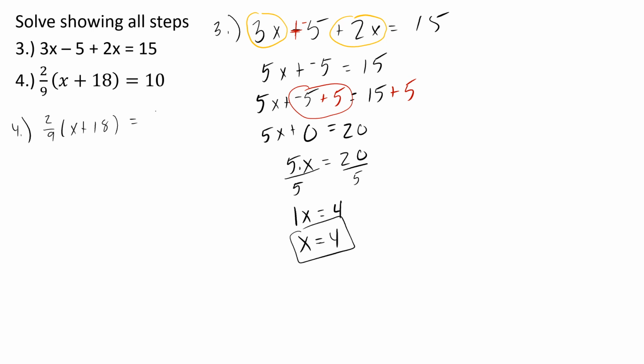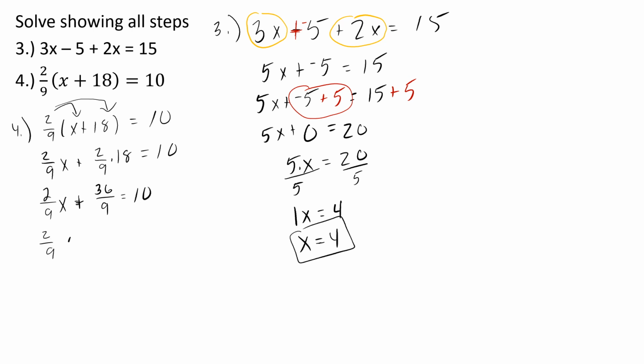is like so. You've got distribution, so I'm going to do the little arrows here. Remember that the arrows are not distribution. The arrows just indicate what it is that we are going to do. We're going to take that 2/9 and multiply it through the parentheses. So we'd have 2/9 times x, and then we would have 2/9 times 18. 2 times 18 is 36, and 36 divided by 9 is 4. And that's one way that we can come to our two-step equation.